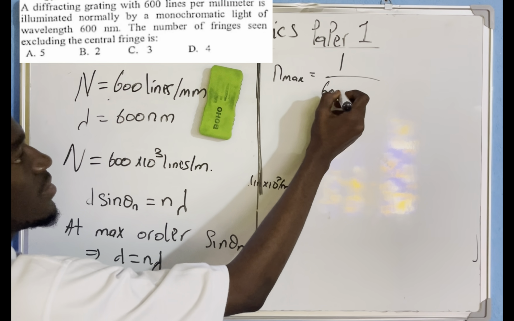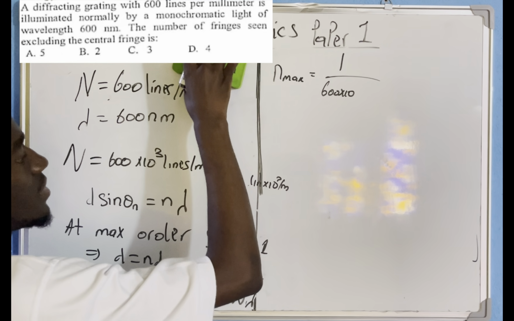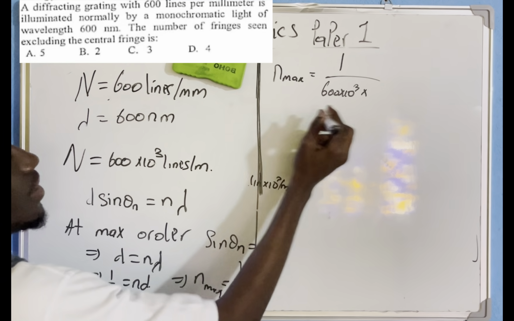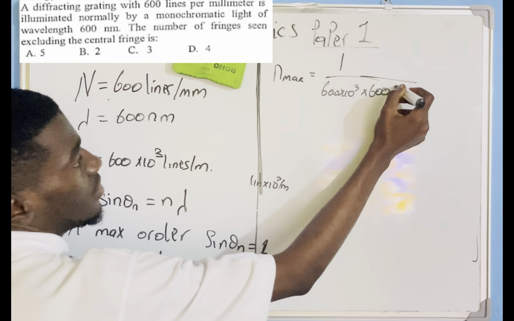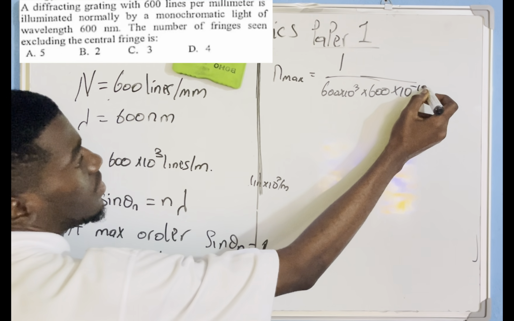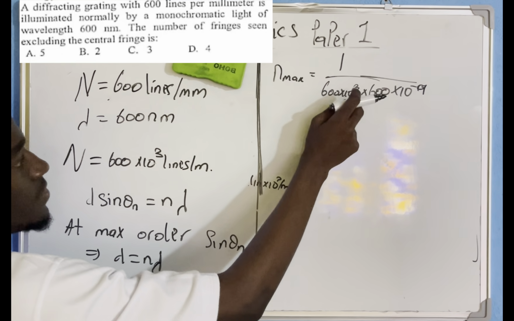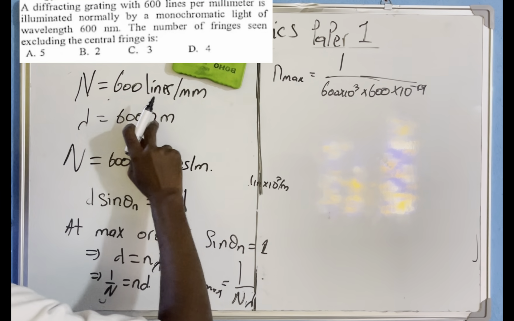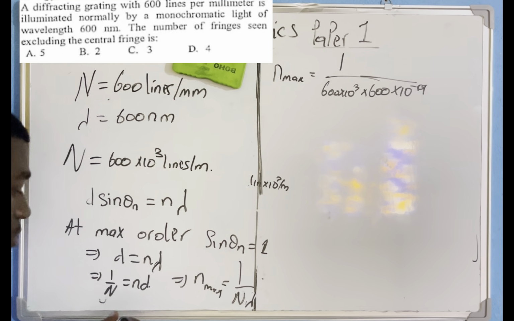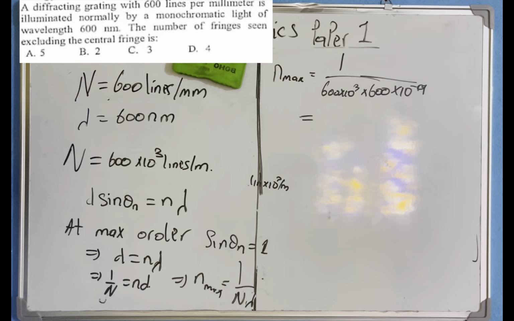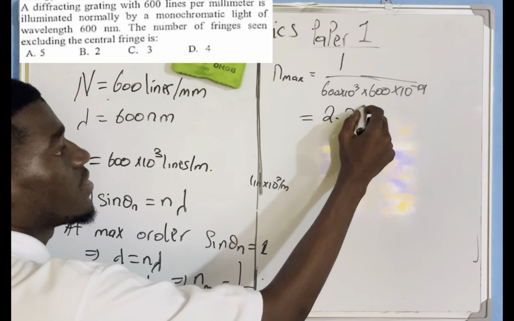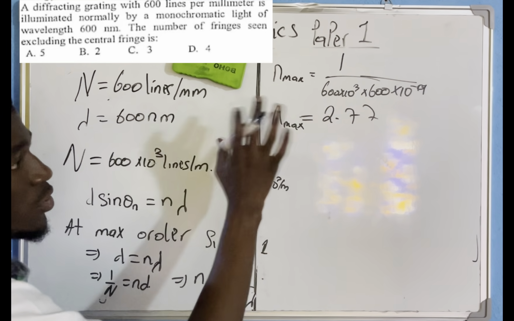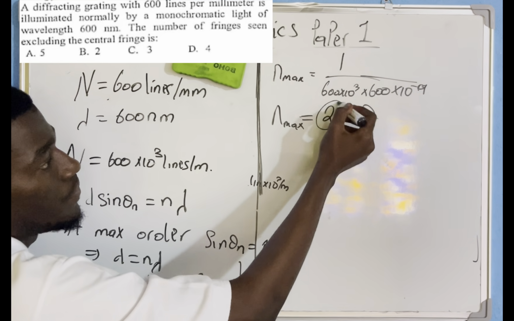N is 60 times 10 to the 3 lines per meter, times lambda, which is 600 nanometers, so 600 times 10 to the negative 9 to change nanometer to meter. Now I'll have my answer here: 2.77, something like that. As I always say, when you are having the order, don't take the decimal.